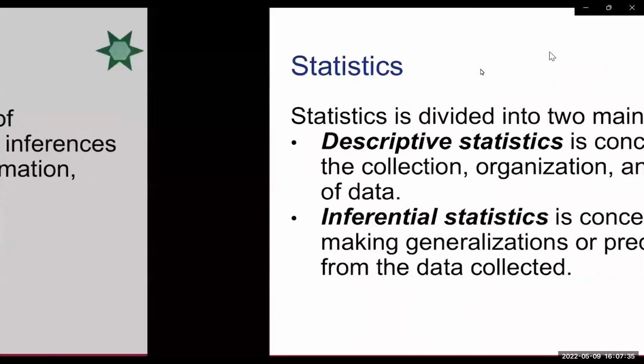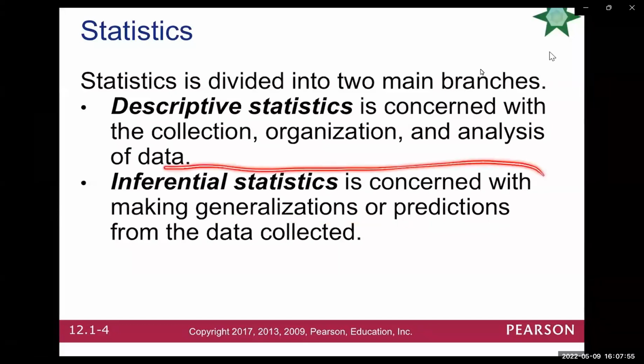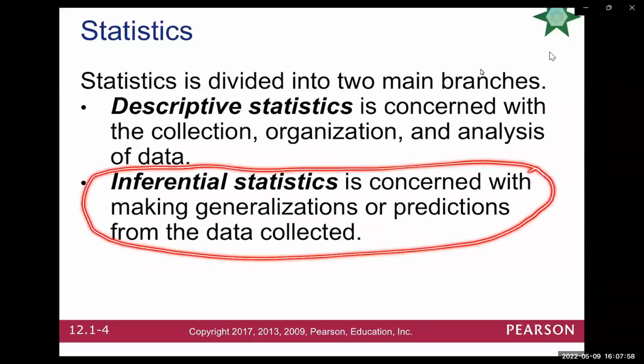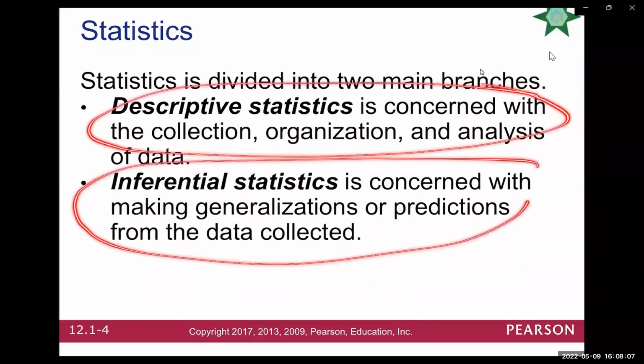There are two different branches. The first branch is called descriptive statistics, and the other branch is called inferential. Descriptive is concerned with the collection, organization, and analysis of data, and the inferential is concerned with the making of generalizations and predictions from the data. So inferential is what you're going to use to make predictions, and descriptive is what you use just to collect and analyze data. Usually this comes before this.